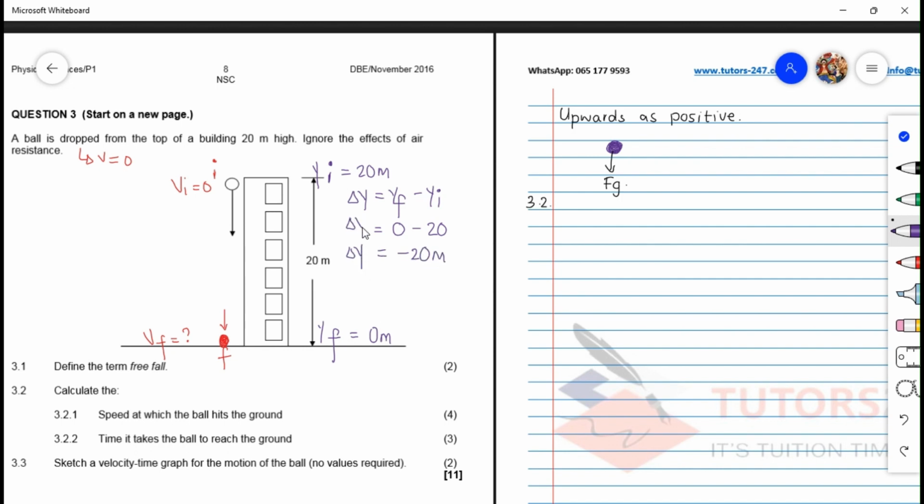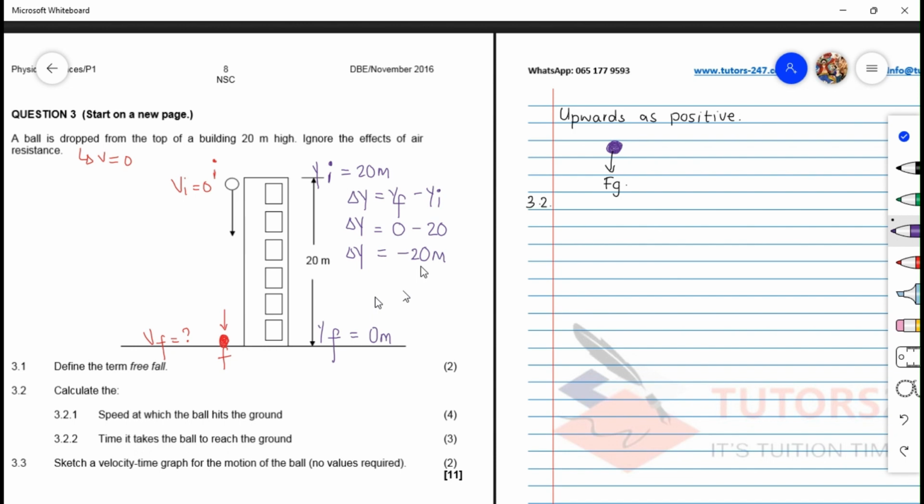So you can use the vector method or you can use the calculation method. That is completely up to you. Some people might find it easier to use the calculation method, whereby you just put in the final position minus the initial position and you'll get your positive or negative sign of your displacement.